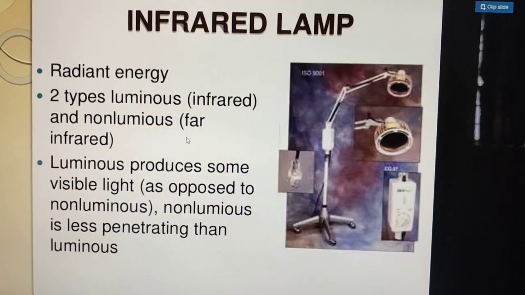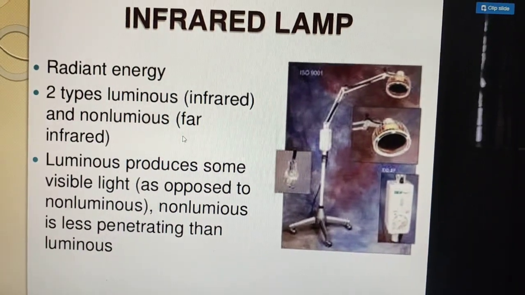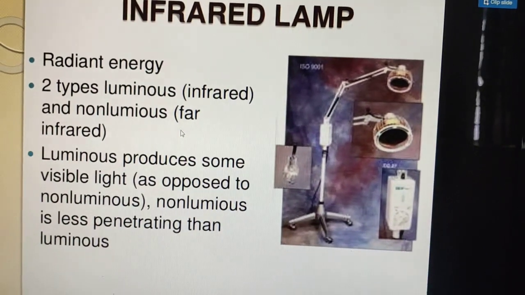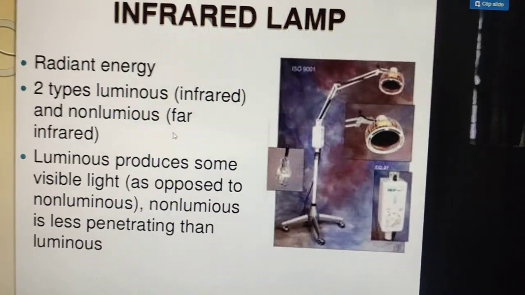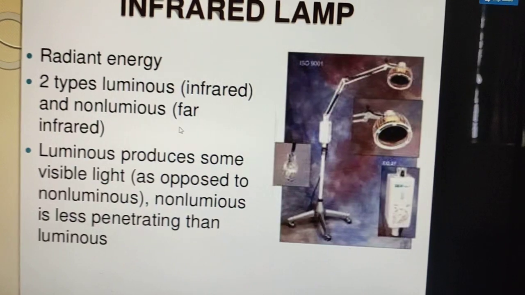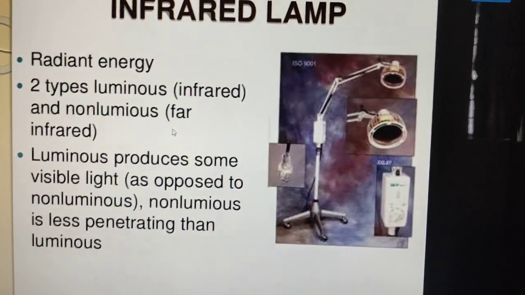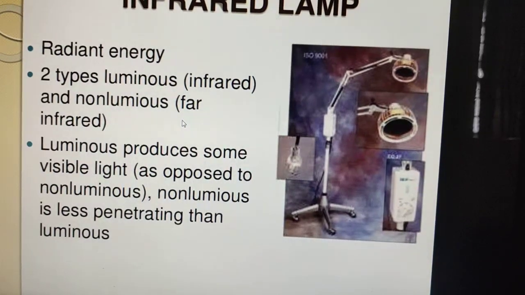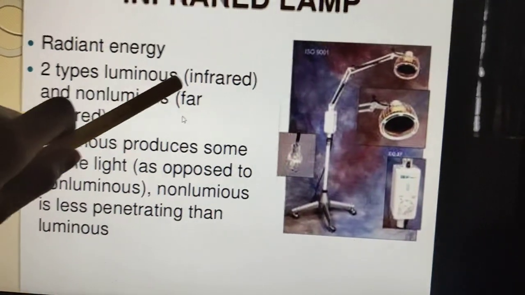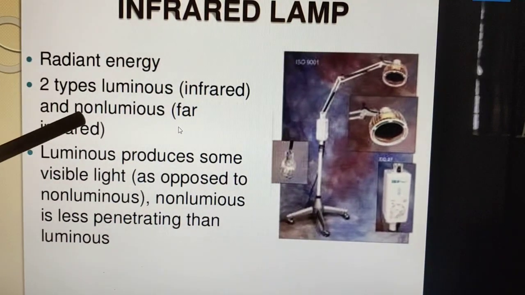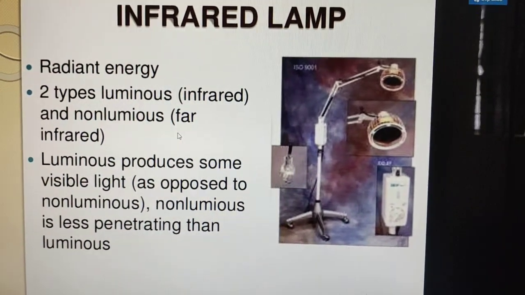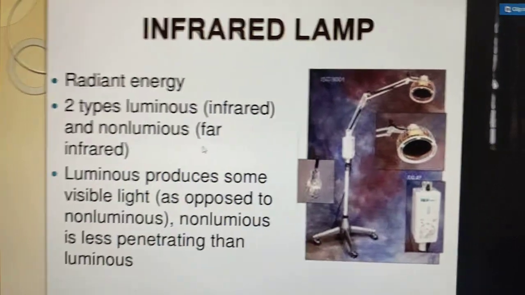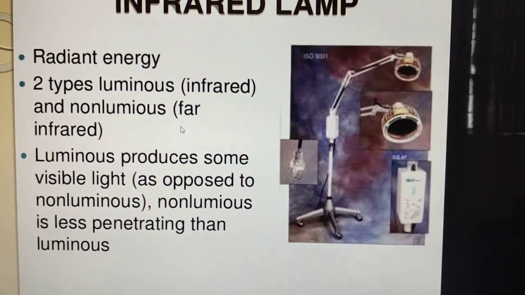Now in infrared lamps we have two types: one is luminous and one is non-luminous. Luminous has infrared waves, non-luminous has far infrared. The luminous produces some visible light. Luminous means what? Light. Non-luminous means not that much light is there. So the luminous produces some visible light as opposed to the non-luminous.